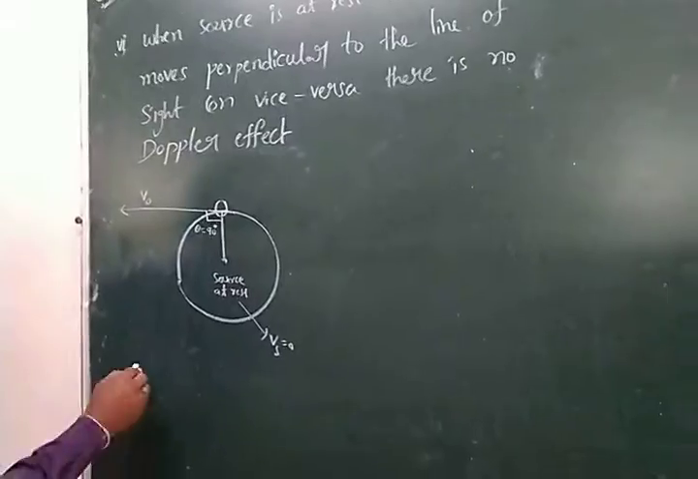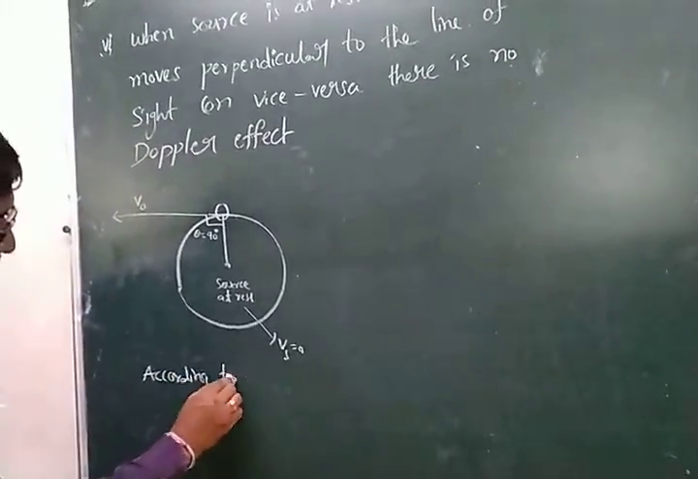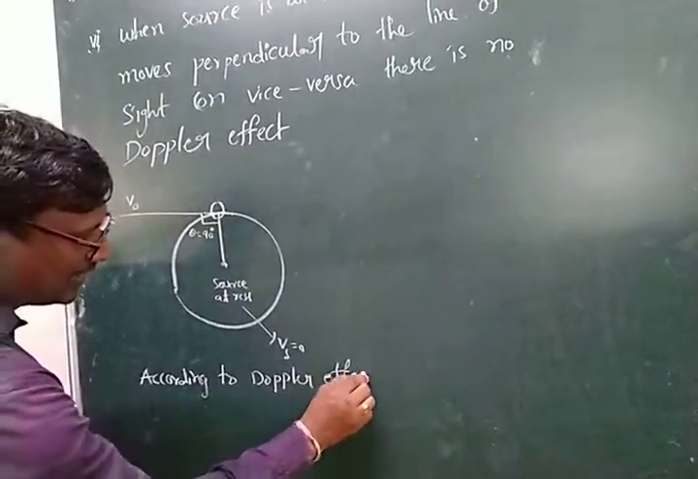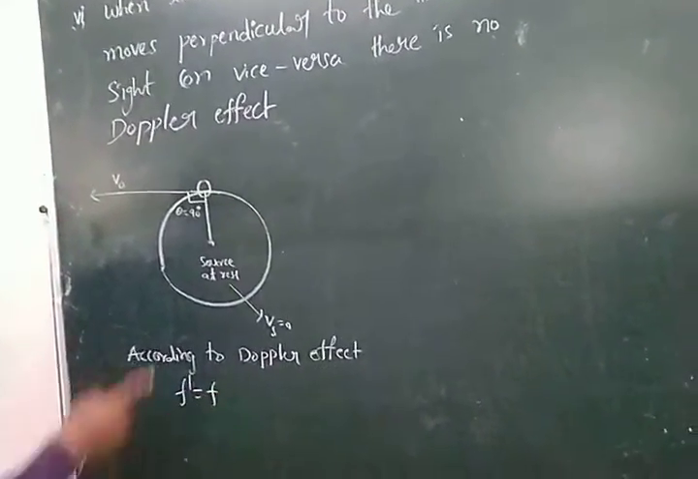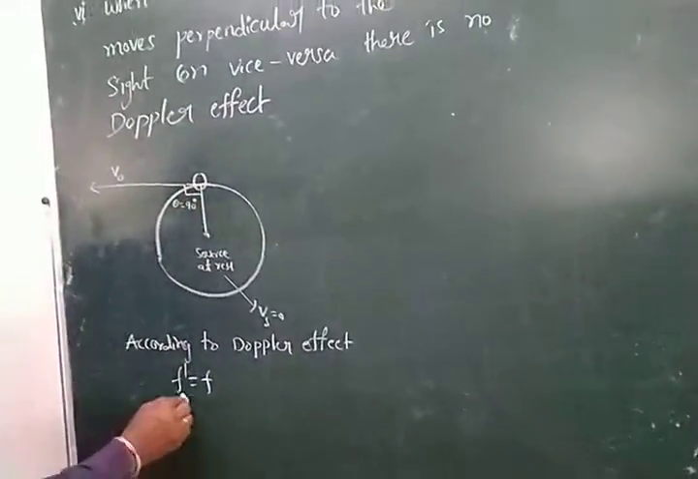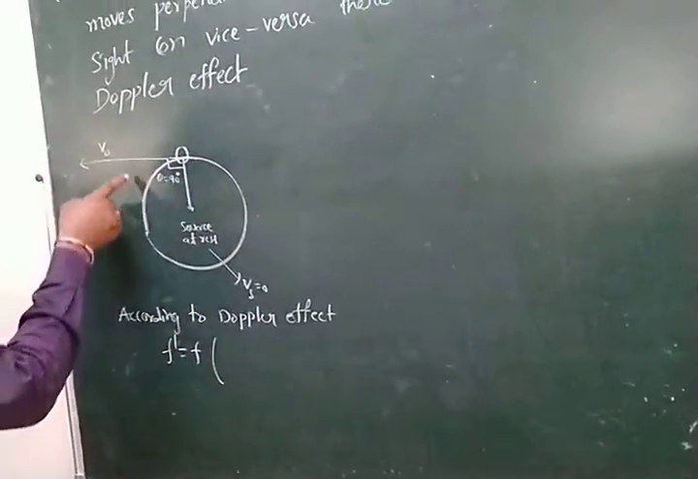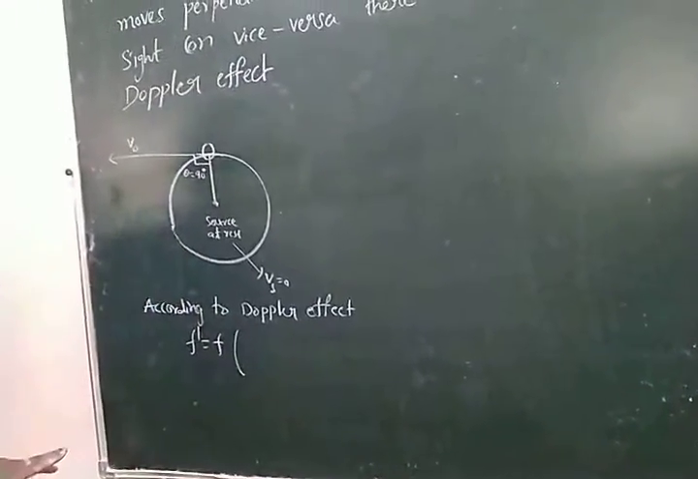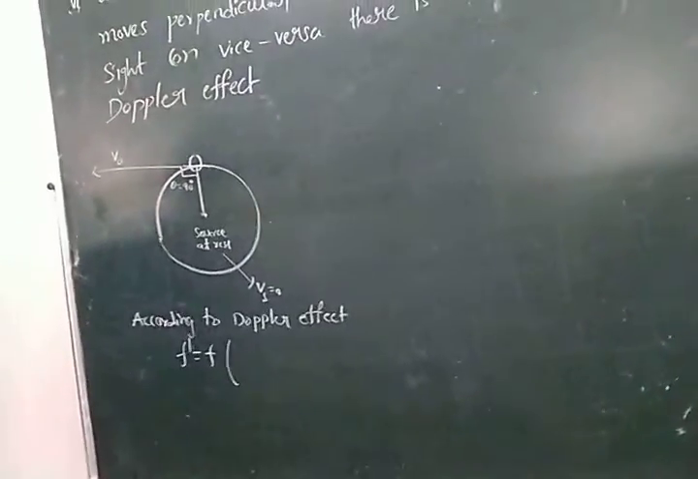We know the Doppler effect. According to the Doppler effect, the formula is F dash is equal to F into, with some angle. Here, the observer can move towards the source or away from the source. Here it is not particularly said whether towards or away.